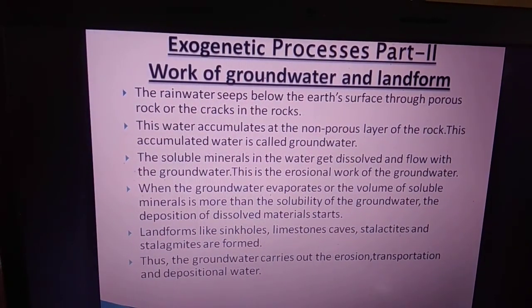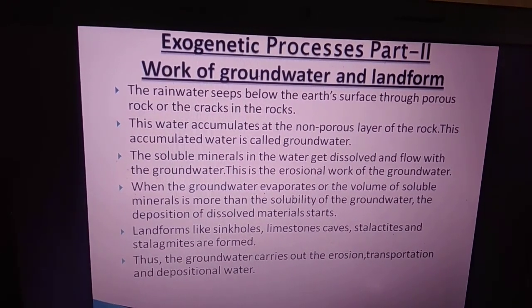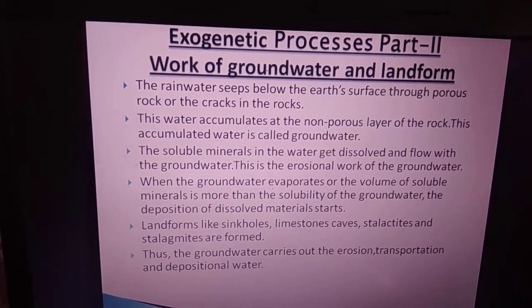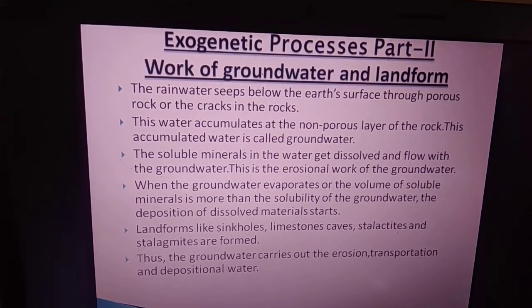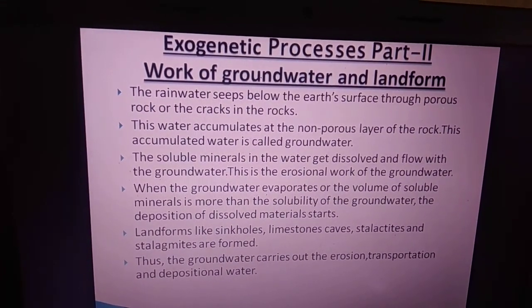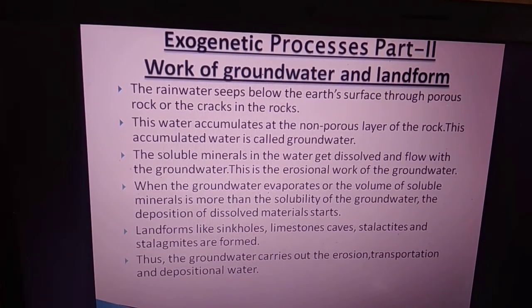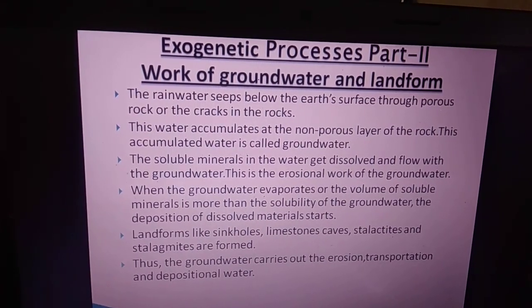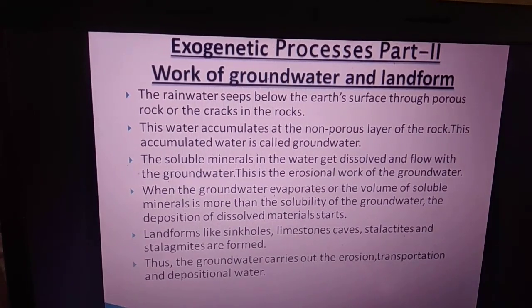As we already discussed in this slide, the rainwater seeps below the earth's surface through porous rock or cracks in the rock. And the second point is the definition of groundwater. The water accumulates at a non-porous layer of the rock. This accumulated water is called groundwater. Accumulate means collected.